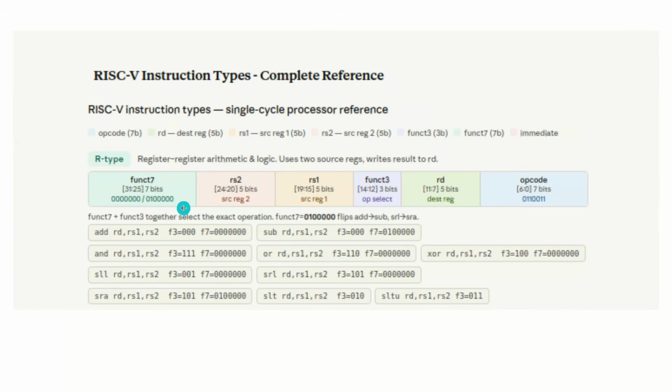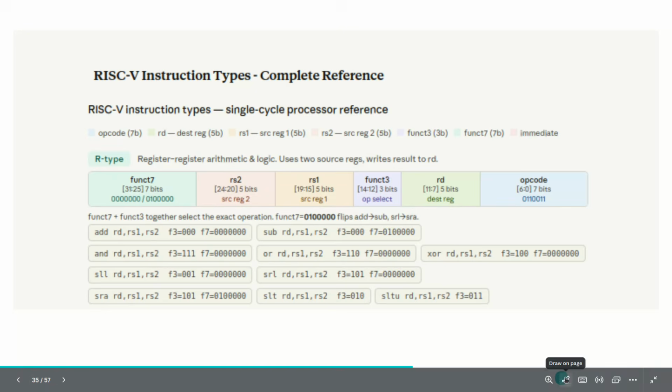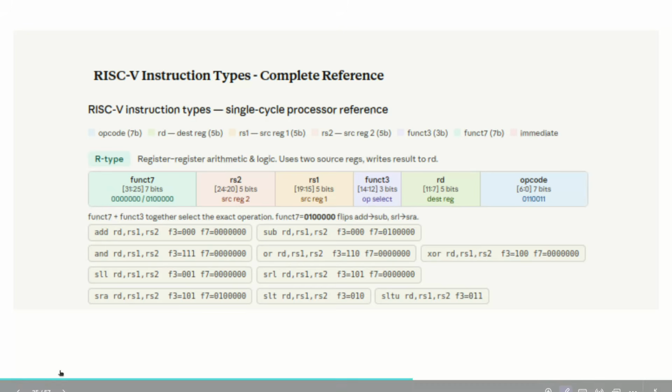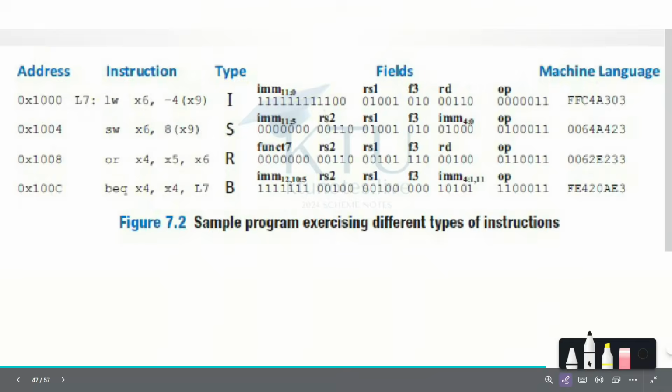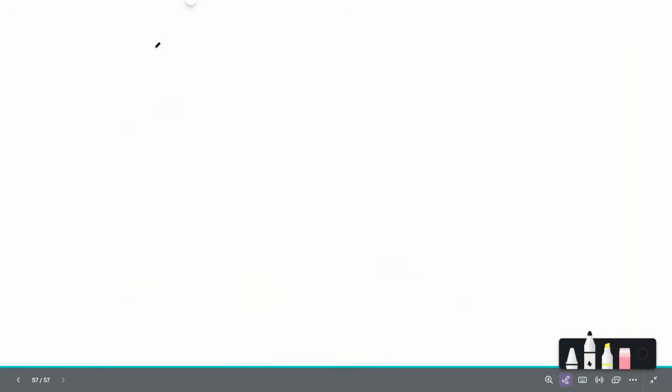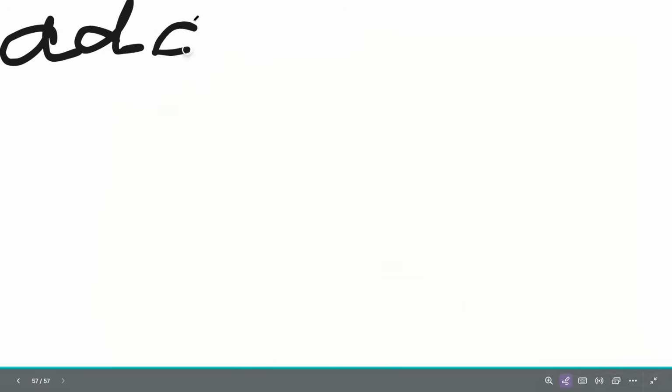So for each of these instructions, if I'm taking R type, I will explain one scenario right now. I am writing an instruction like add RD, RS1, RS2. That means the values in RS1 and RS2 are added and given to RD. This is the instruction in human readable form.